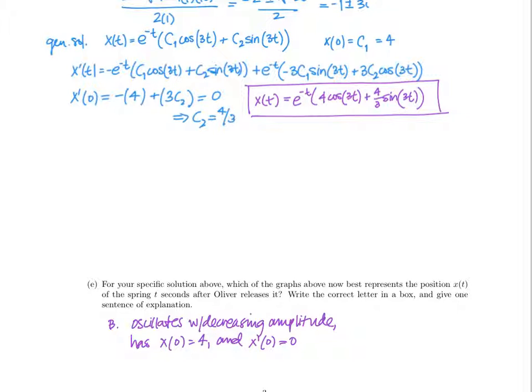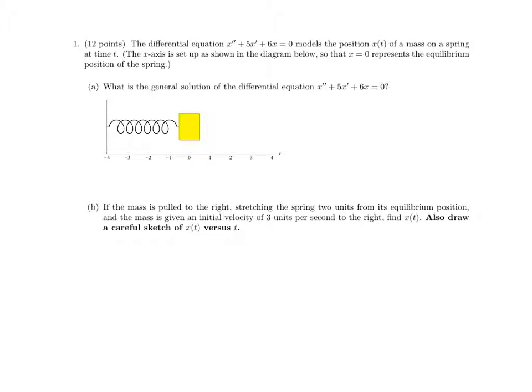Woohoo! All right, here's another problem. If you've been going through this video with me just on repeat, you should be like, oh, okay, here we go. Another mass on the end of a spring. We have a differential equation here that models the position of this mass on a spring. Note that the x-axis is set up so that 0 is the equilibrium position. Positive means it's stretched out. Negative means that it's compressed. First question is, what is the general solution of this differential equation?